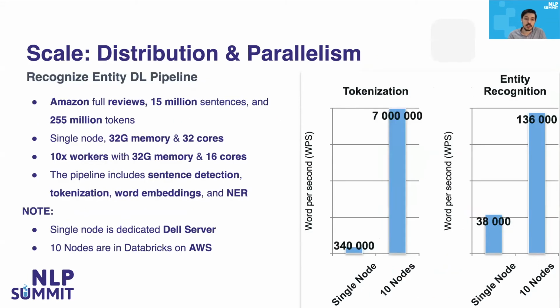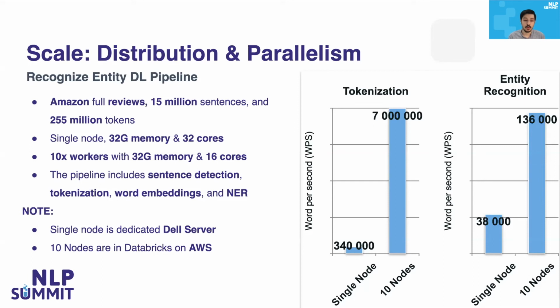As an example here, we would like to look into Recognize Entities DL, which is a pre-trained pipeline. It comes with tasks such as sentence detection, tokenization, word embeddings, and named entity recognition. We took Amazon full reviews. It has 50 million sentences and 255 million tokens. Now, documents per second and sentences per second are not good metrics for performance because a sentence could have only 40 tokens or 400 tokens. The real measure is words per second.